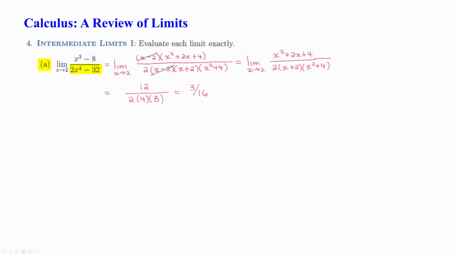I factor the numerator by the difference of cubes, a well-known formula. I first factor out a 2, and then I get x to the 4 minus 16. That's a difference of squares, which would be x squared minus 4 times x squared plus 4. Then I factor down the x squared minus 4 again using the difference of squares.